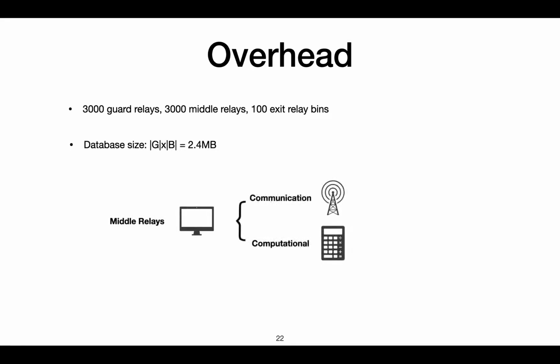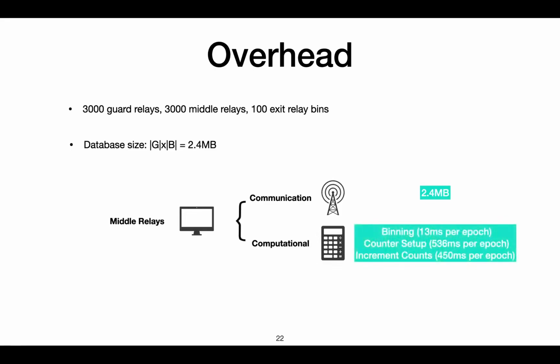For the middle relays, there are computation and communication costs. The communication costs are up to 2.4 megabytes, as the information about the frequencies or secret shares is sent to the aggregator or share keepers. In terms of computational cost, obtaining the bin takes on average 13 milliseconds. The initialization steps take on average 536 milliseconds. Both of these occur once per epoch. In an epoch where 1 million circuits were observed by a middle, incrementing the counts takes 450 milliseconds on average.